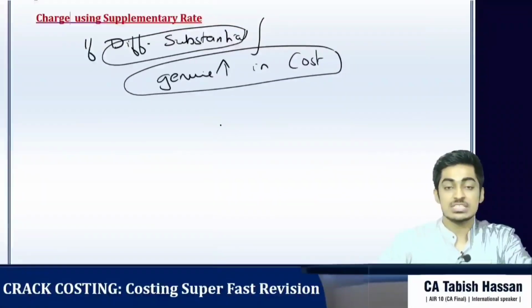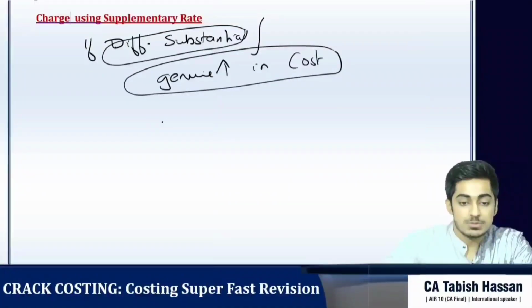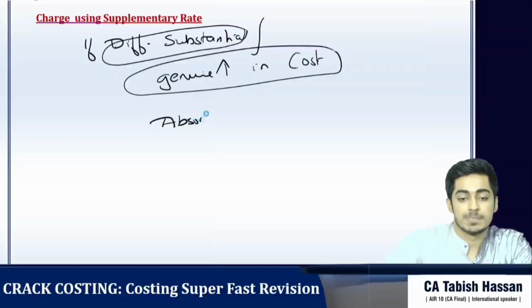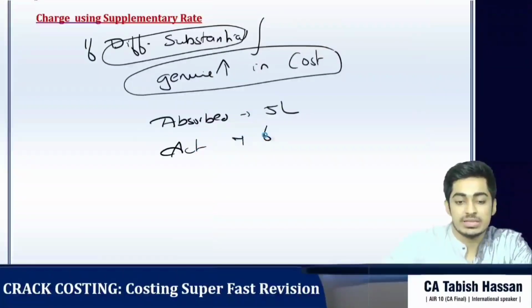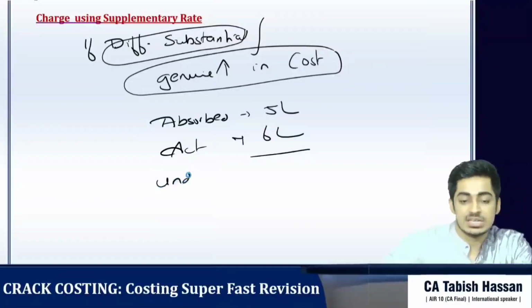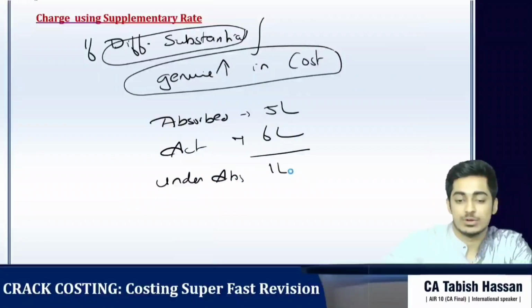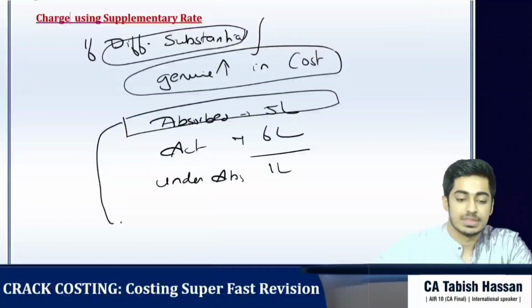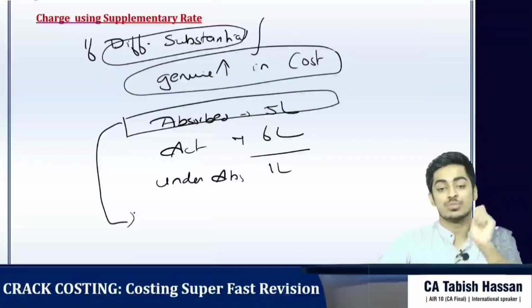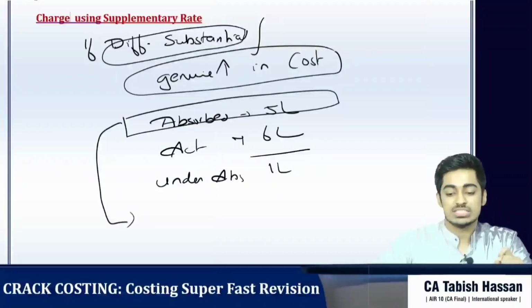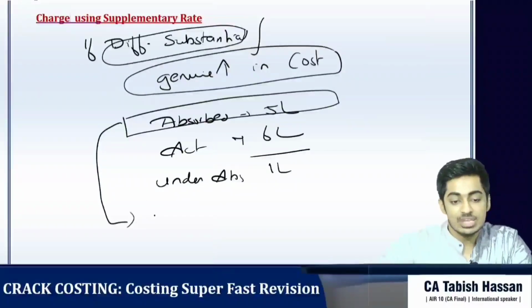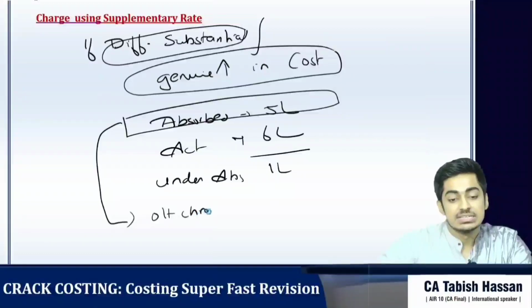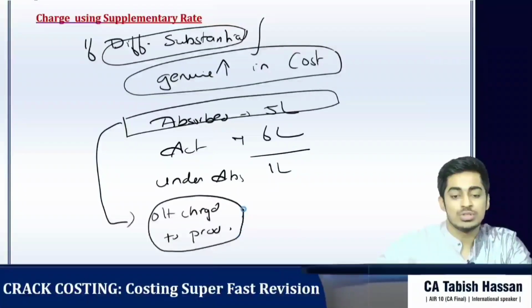Let's discuss this with the help of an example. Suppose the absorbed overhead is 5 lakh, the actual overhead is 6 lakh. That gives us the under absorption of 1 lakh rupees. So if we say that the overhead absorbed is 5 lakh, what does this mean? It is the overhead which is charged to the products. So how do we do this?